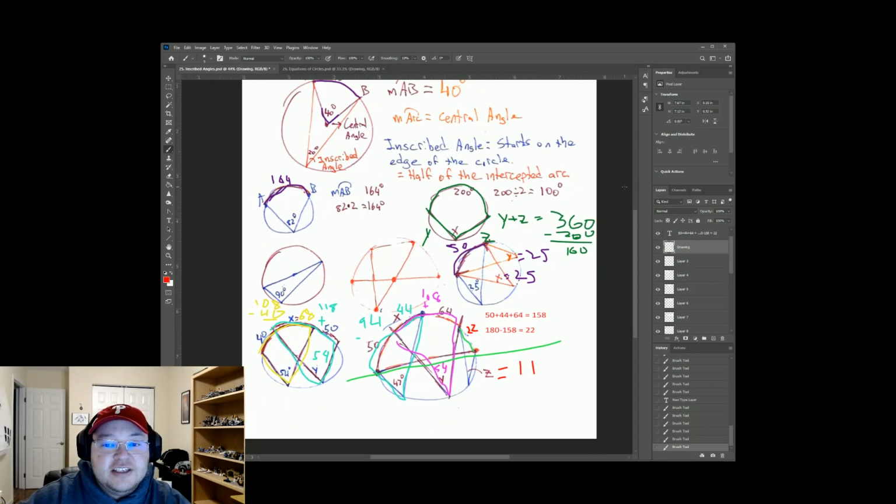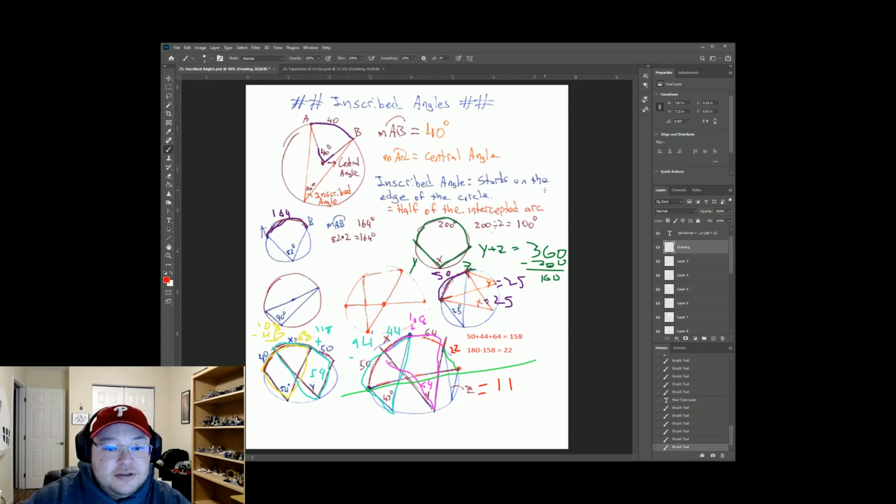So 99% of this section is multiplying by 2 and dividing by 2. And the rest of it is either adding or subtracting and knowing that a straight line or a semicircle is 180 degrees. That's it.